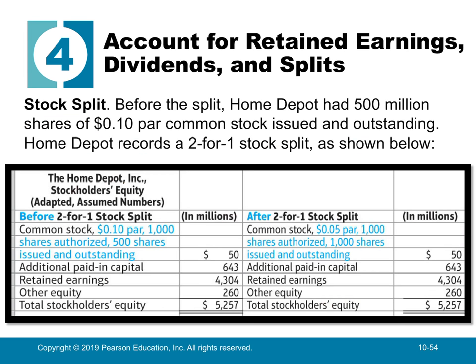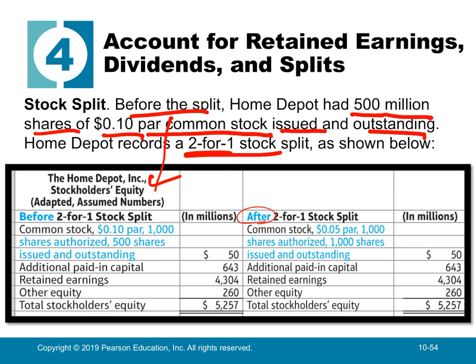So there's not even going to be a journal entry, all I'm going to do is adjust. This is before the split, and then after the split is here. In this case, Home Depot had 500 million shares, 10 cents par common stock issued and outstanding. They're going to do a 2-for-1 stock split. So what happens? The 10 cents par becomes 5 cents par. The 500 shares issued and outstanding becomes 1,000 shares issued and outstanding. You can see the dollar amount is exactly the same. If you multiply this times this, it equals the same thing as this times this.